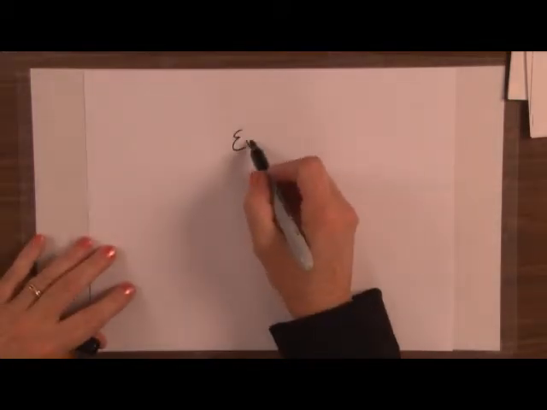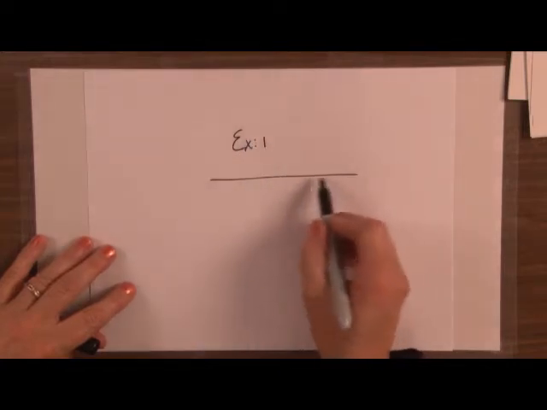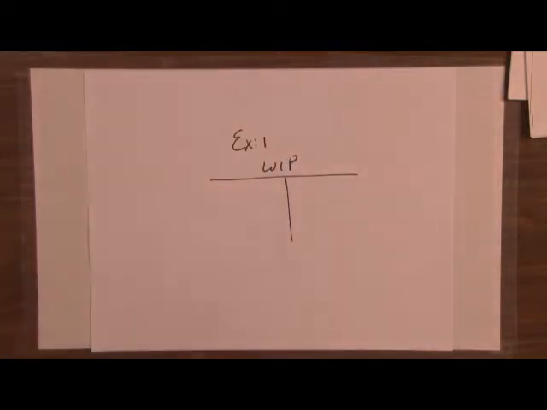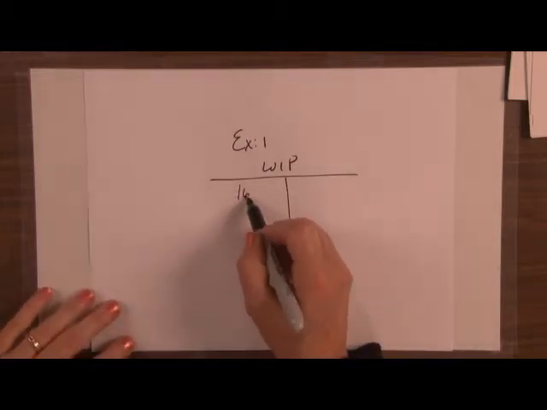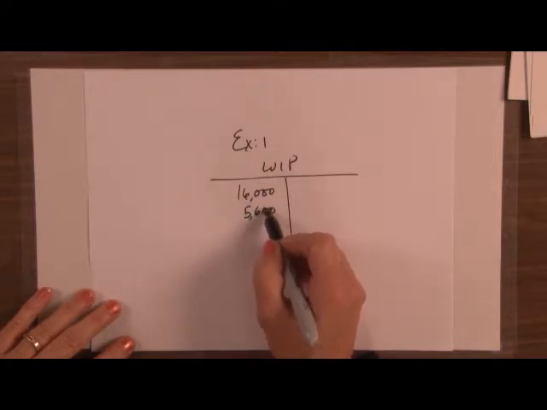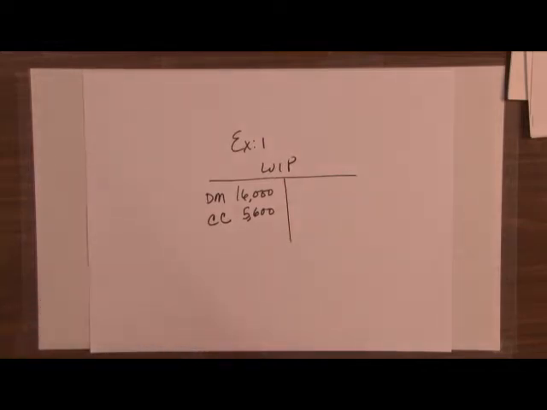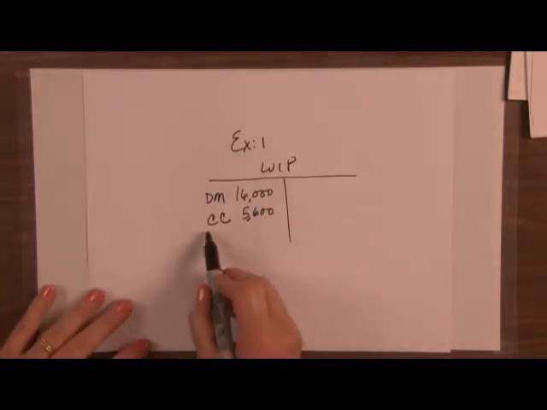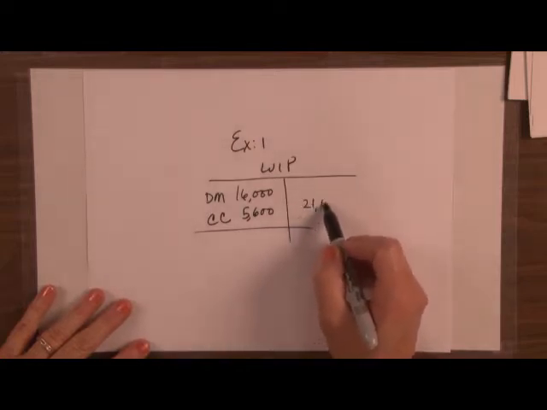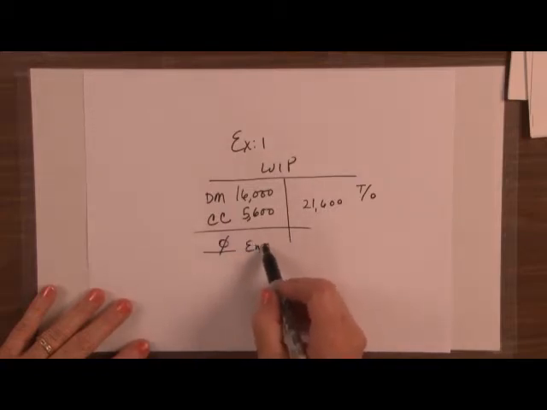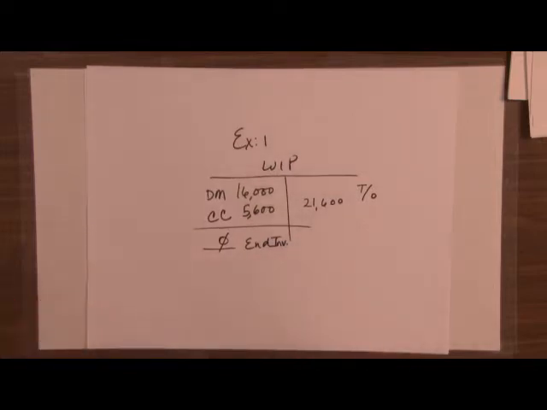So just for example 1, I just want to show you a T account and show you how very simple this would be. You have your cost being materials and conversion costs, $16,000 for material, $5,600 for conversion costs, for a total of $21,600. And when you have an example 1, no beginning and no ending, what will happen is all $21,600 will be transferred out. And there will be nothing here in ending inventory. Again, because everything started and completed, we don't even have to talk about equivalent units.